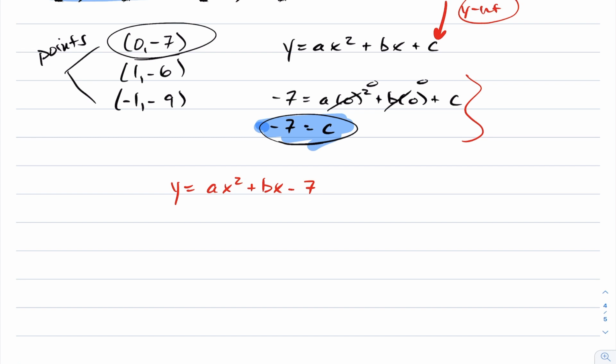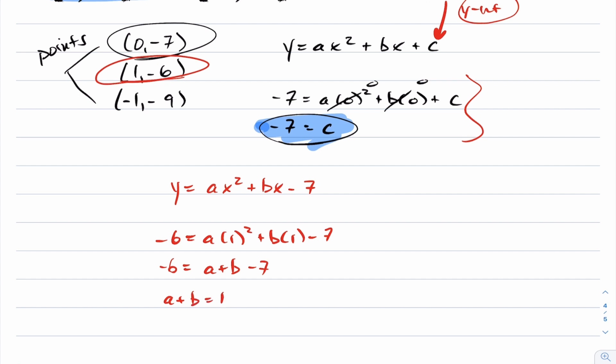Well, this is a point on my quadratic, so I can sub it in. So let's go ahead and sub that in here. If I sub that in, I'm going to get y is -6 and my x value I should say is 1. So I get y is -6 and my x value is 1. So I'm just subbing a 1 in here. And we get -6 equals a plus b minus 7. I'm going to add 7 to both sides, in which case I get a plus b is 1.